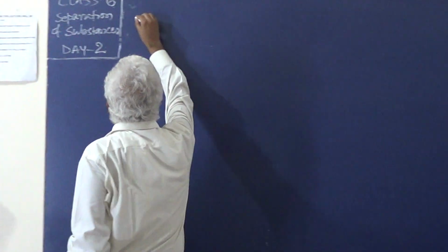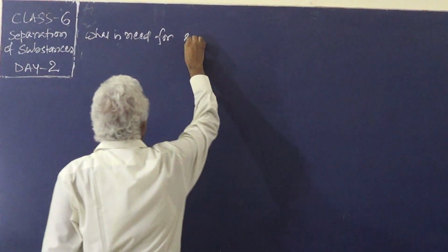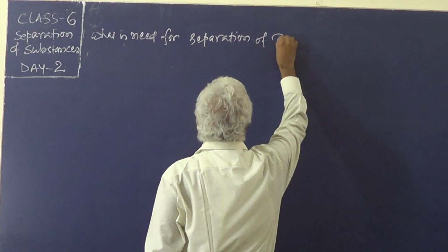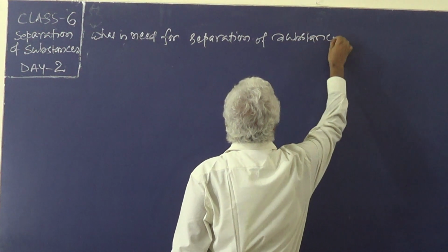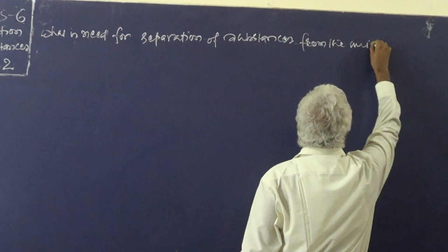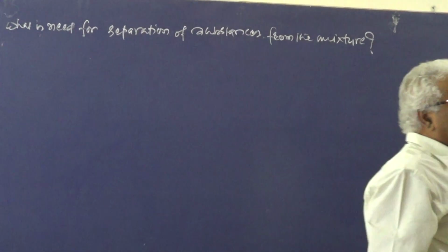अब हम बताएंगे, आज का टॉपिक है नीड फॉर सेपरेशन ऑफ सब्सटेंसेस इन ए मिक्सर. हमें कोई भी मिक्सर उसको सेपरेट करने की क्यों जरूरत पड़ती है. फॉर एग्जाम्पल, व्हाट इज द नीड फॉर सेपरेशन ऑफ सब्सटेंसेस from the mixture. Now, इसकी जरूरत क्या है.